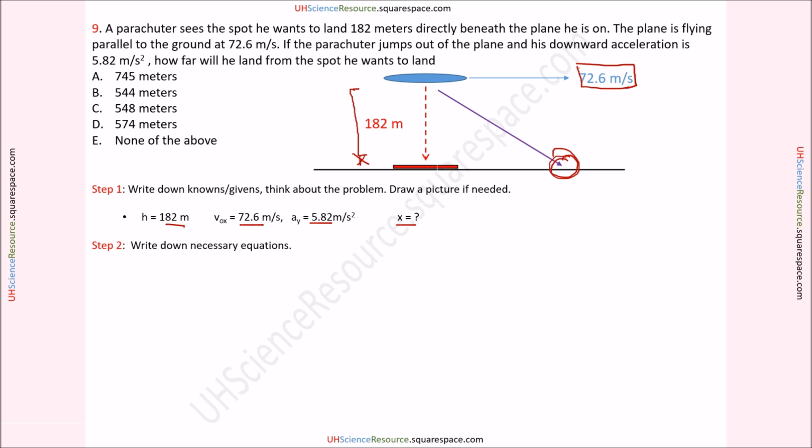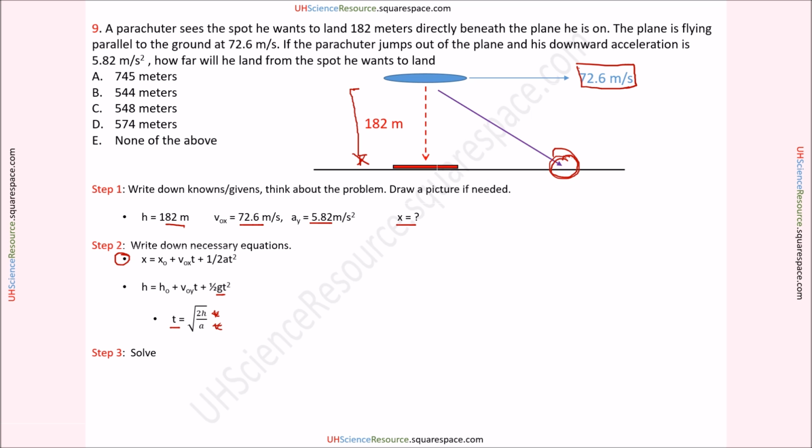So let's go ahead and write down the necessary equations we need. Of course, we're going to be dealing with the displacement equation, specifically in the x direction, and also with the height. Since he has a parachute, we're not dealing with gravity; it's just going to be the acceleration that's given. If we rearrange this equation, we can figure out the time to cover the distance of 182 meters in height. Our time t should be given by the square root of 2 times the height divided by the acceleration.